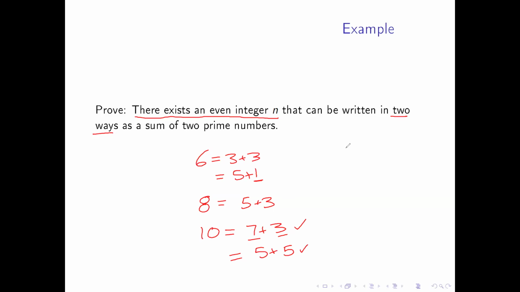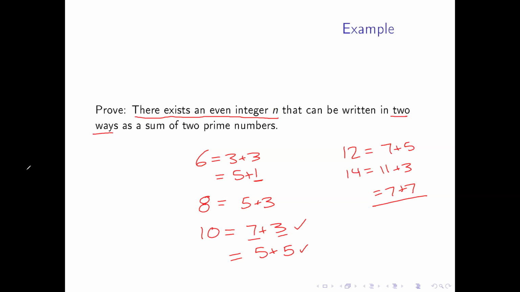Take 12. Well, I can't really do 12 because if you try it a couple ways, you'll get 7 plus 5, but there turns out there's no other way to do it. But if you go to 14, you have 11 plus 3 and 7 plus 7. So boom, we have another example. We can go up to the next, and there could be more than two ways to do it, but there has to be at least two ways for this to be satisfied. And we just found two examples, but all we need is one.